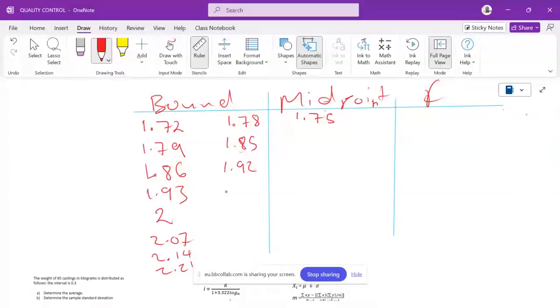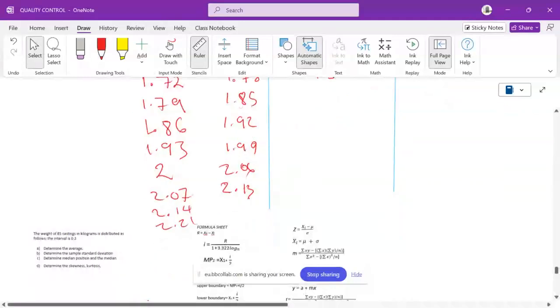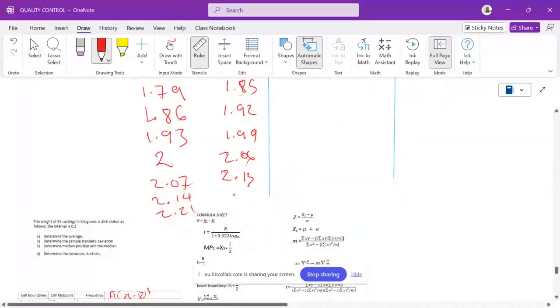1.92, 1.99, 2.06, and then here 2.13. Wait. So ugly, the 2.13, but it's fine. Yeah, we have to finish. Then this one, 2.13 plus 0.07.